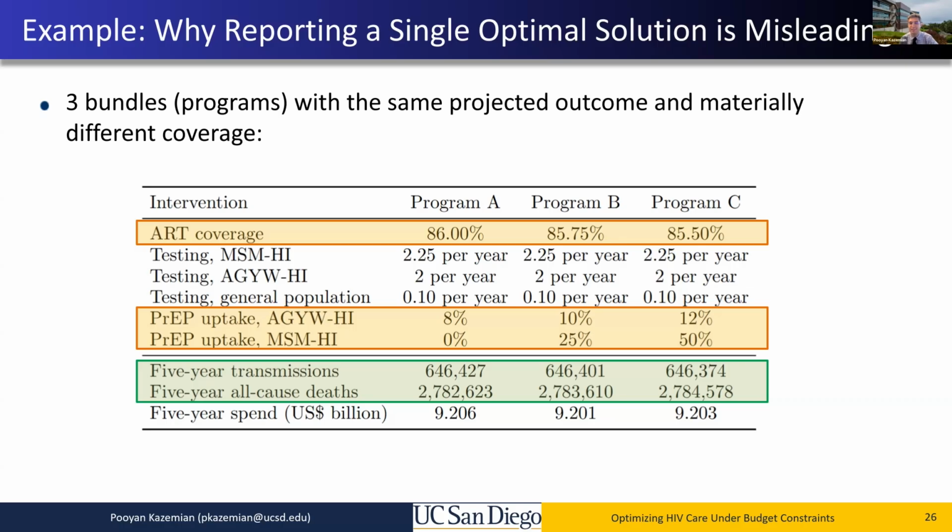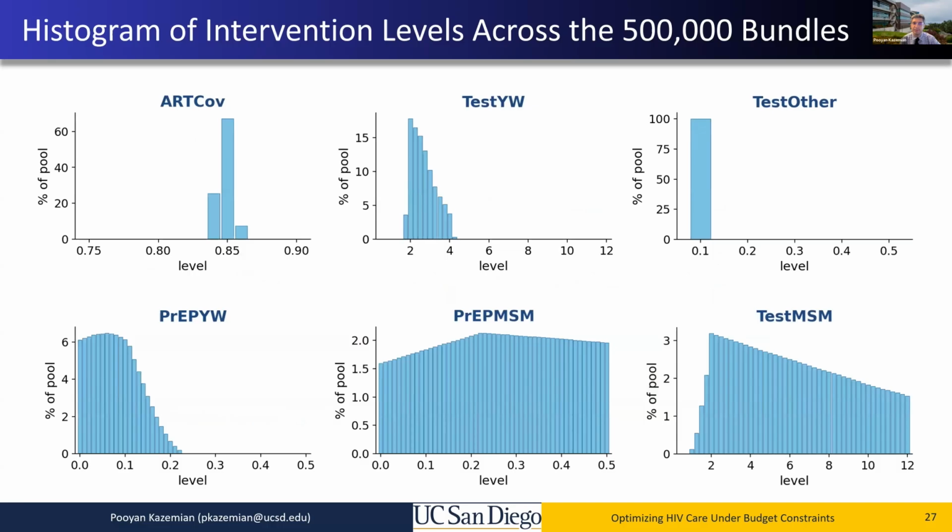The take-home message here is that there are some components of the bundle of care that are more robust and some components of the bundle of care that are more flexible and can be set locally based on the availability and the resources available. So the next slide essentially shows the histogram of intervention levels across all of the 500,000 bundles of care that are in the near optimal solution pool.